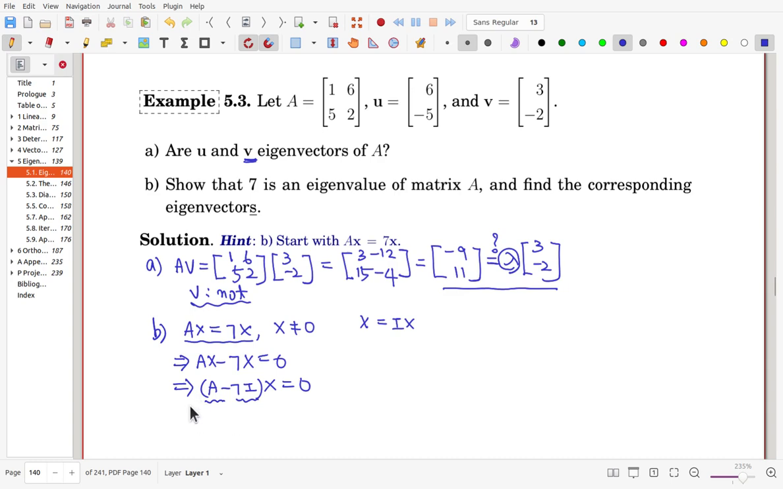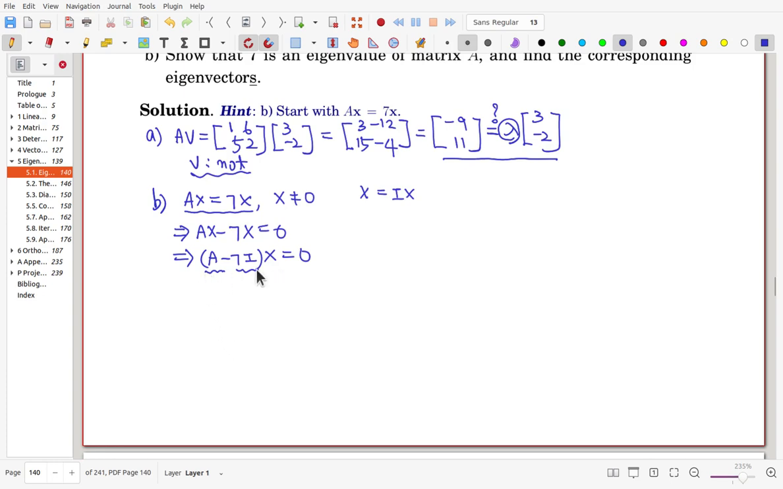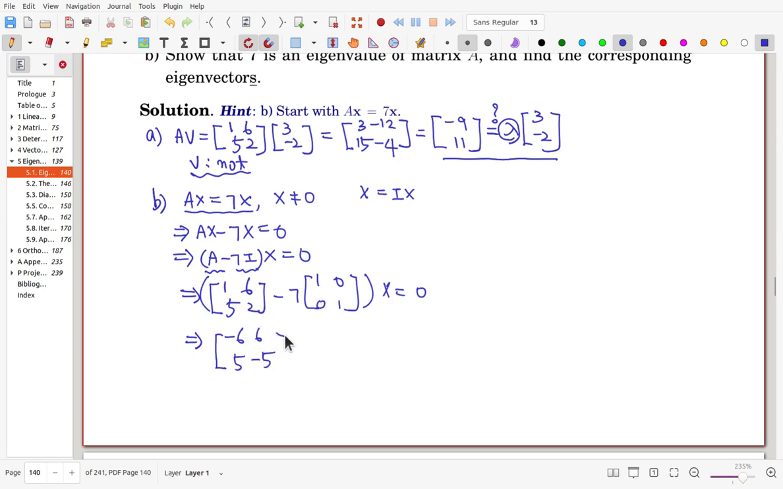Okay, we'll check this one here. Before solving the problem, let's check if it's really okay. So the meaning of that one is in fact subtraction, so that is now given this way. A is 1, 6, 5, 2, and minus 7I, which is 1, 0, 0, 1, and then here that x equals 0. Right? So with this subtraction, we subtract along the diagonal 7, so that 7 subtracted, minus 6 and 6, and 5, and again 7 is subtracted, so that minus 5, and x equals 0. So here we'll check this one if it is really okay.